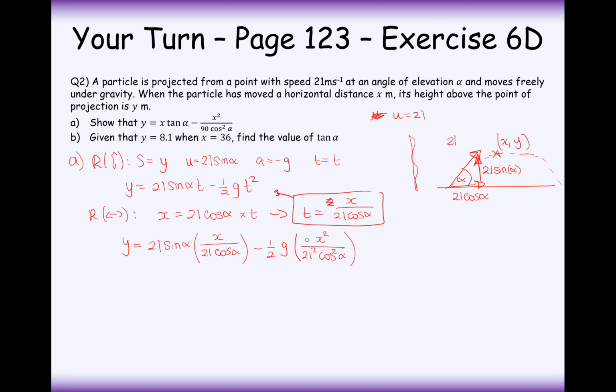What I'm kind of hoping is that all of this half times g times 1 over 21 squared will simplify to 1 over 90. Let's just do a quick check of that on the calculator. 0.5 times 9.8 divided by 21 squared, and we get 1 over 90. That's great. That is exactly what I was looking for. So then, final answer, cancel out the 21s, then simplify sine over cos is equal to tan. So x tan alpha minus, and then the half g over 21 squared simplifies to 1 over 90, so it will simplify to x squared over 90 cos squared alpha.